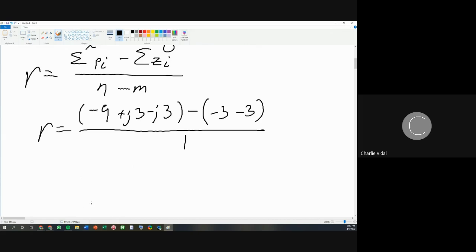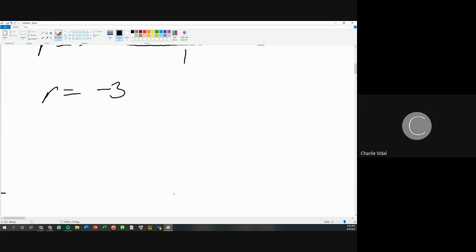So over here you can see these two cancel out. This turns into negative 6, and then the negative cancels out with the negative, so this becomes positive. So r is equal to negative 9 plus 6, which is negative 3. Okay, what does that tell you? There is an asymptote over here.